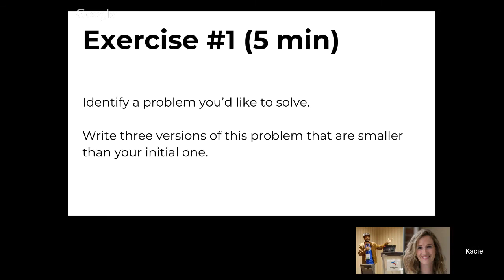So, Maria, Sateep, Lauren, do you think each of you could think of one way to make that idea smaller, something that could be tried in a shorter period of time?